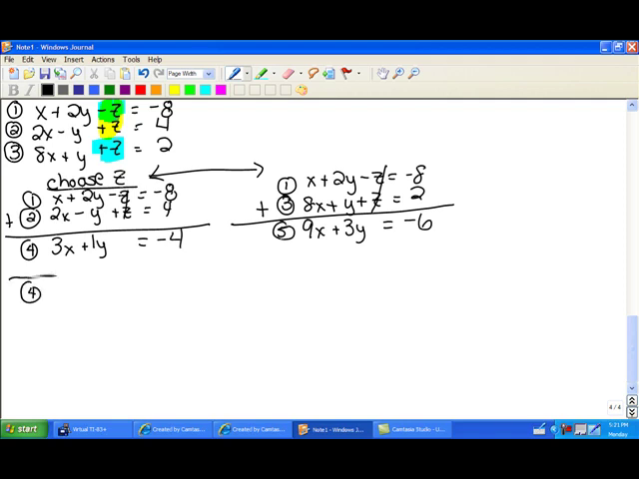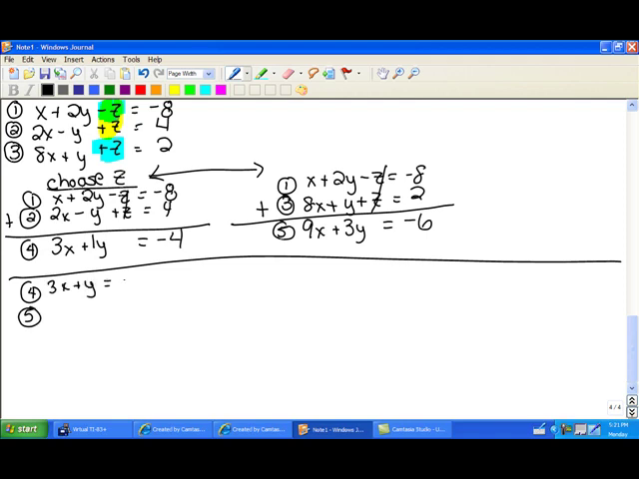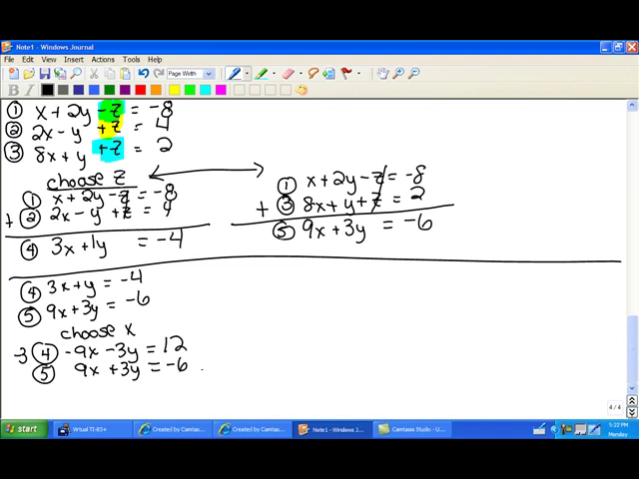I need to work 4 and 5 and finish this problem out: 3x plus y equals negative 4 and 9x plus 3y equals negative 6. I'm going to choose to eliminate the x's. If I look at my x's, equation 5 has a 9, so I can make equation 4 have a negative 9 by multiplying the equation by negative 3, which will give me negative 9x minus 3y equals positive 12, keeping equation 5 the same as 9x plus 3y equals negative 6.